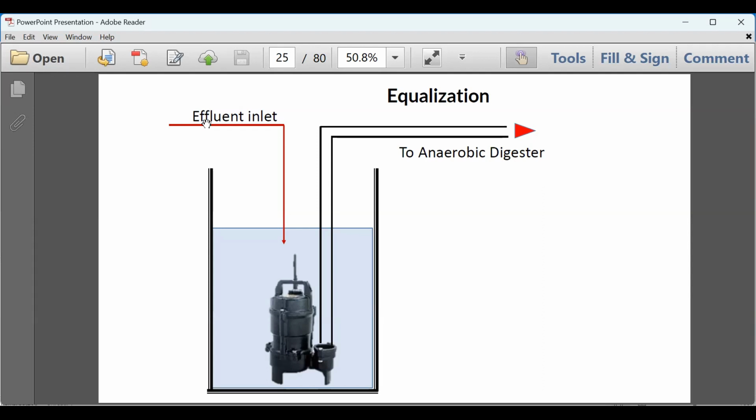First step of the treatment unit is equalization. Equalization is used to homogenize the wastewater of different strength and effectively resist shock loads.